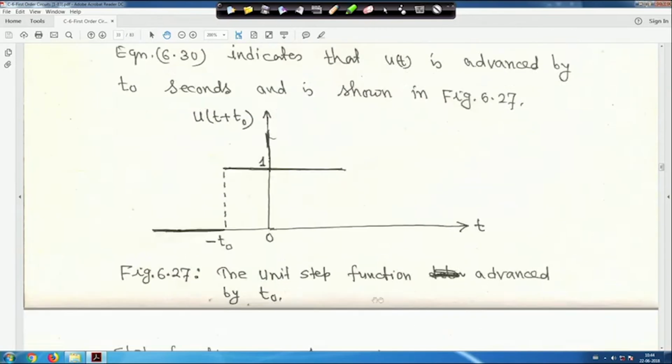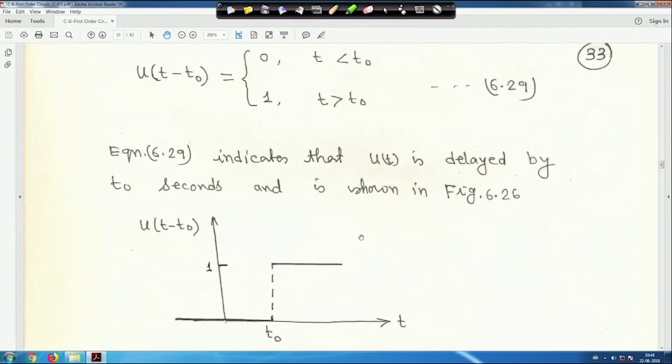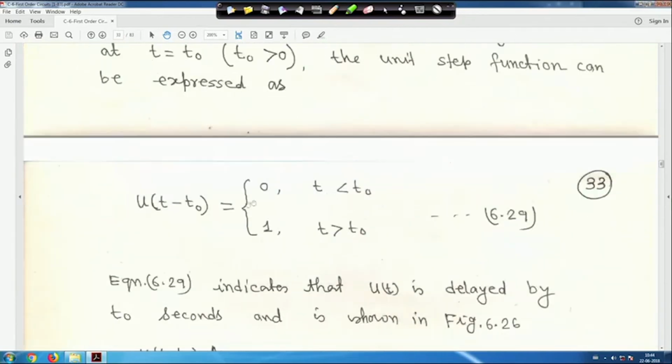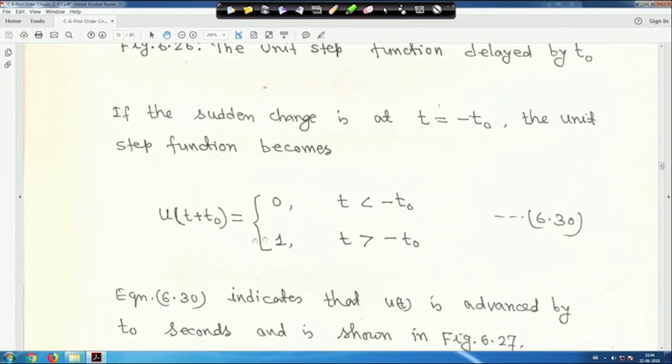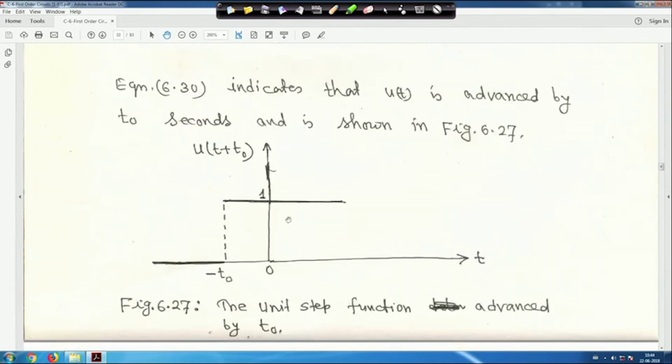So, u(t - t0) is your unit step function advanced by t0. This is u(t), this is u(t - t0), and this is u(t + t0), if it is advanced by t0. So, this is the plot showing the unit step function.